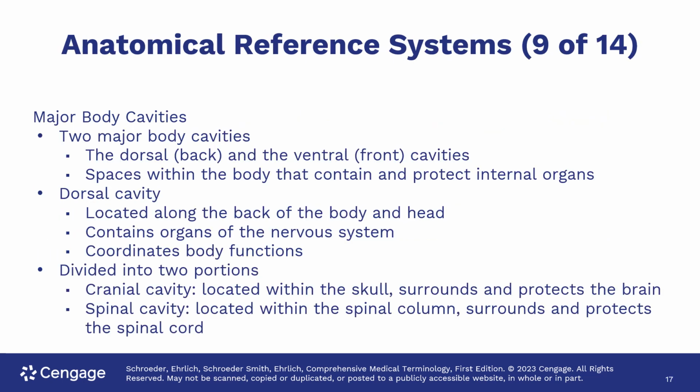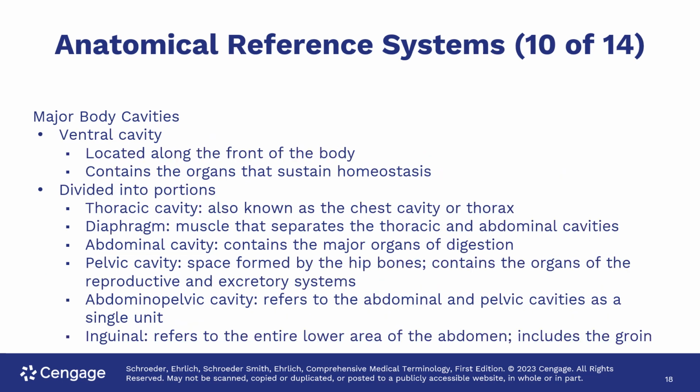There are two major body cavities, the dorsal, remember dorsal fin, and ventral, the front. They are the spaces that hold and protect the organs. The dorsal cavity is in the back from the head to the body, and it contains the nervous system. It's divided into two smaller cavities, the cranial cavity within the skull that protects the brain, and the spinal cavity that's located where the spine is and protects the spinal cord.